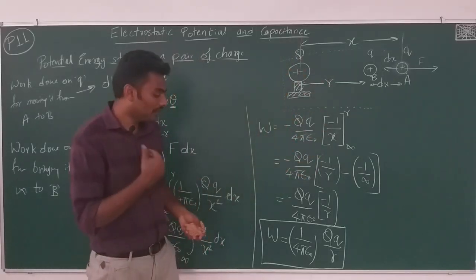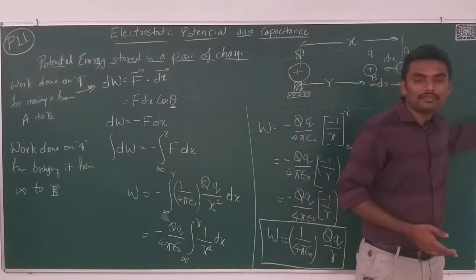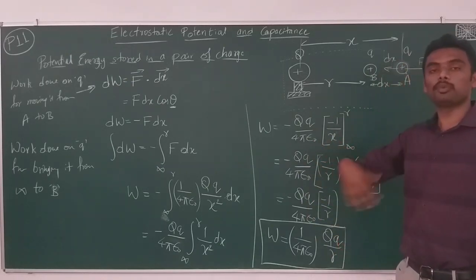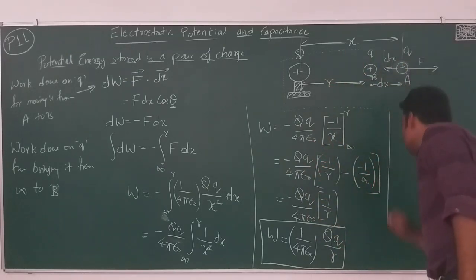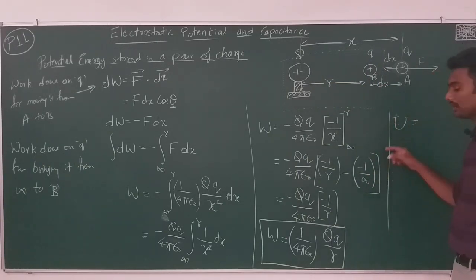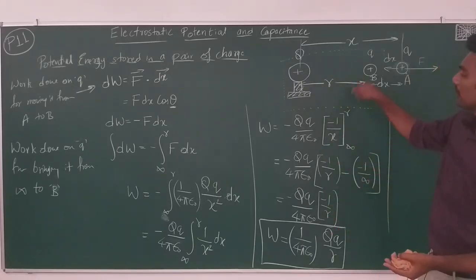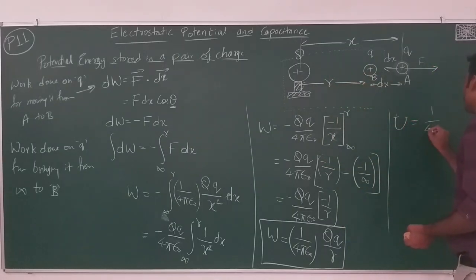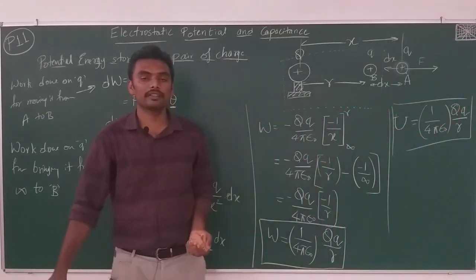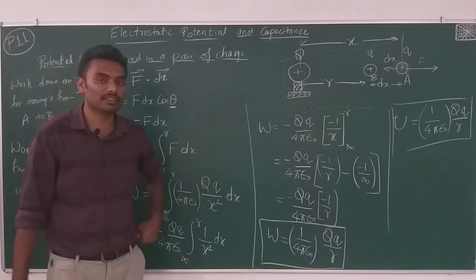Following? Since I have done this much work in bringing the charge from infinity to this point, the amount of work I have done is itself the total potential energy stored in the system, which I can write as U, the symbol for potential energy. Because the work I have done will be stored in the form of potential energy in the system, U is equal to 1 by 4 pi epsilon naught Q q by r. Great. So this is the expression for potential energy stored in a system of two charges, only two charges.